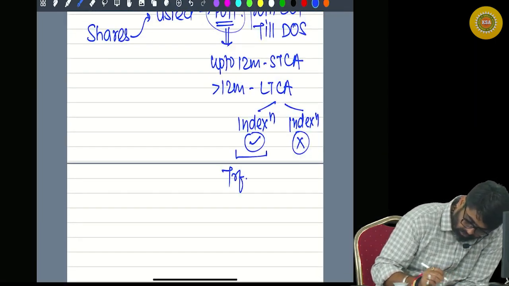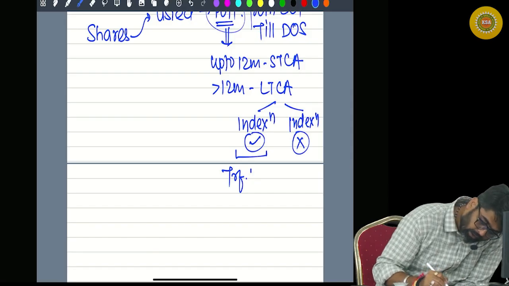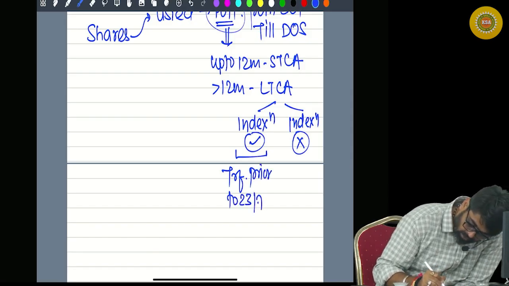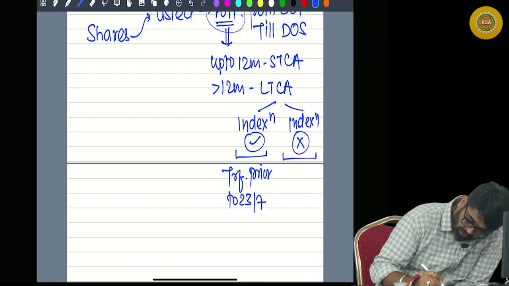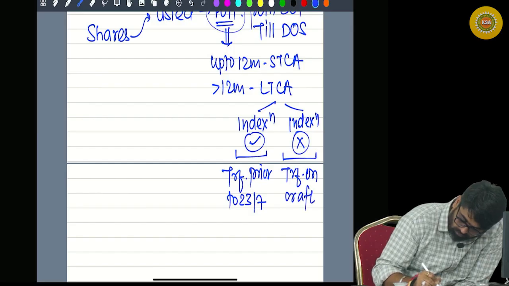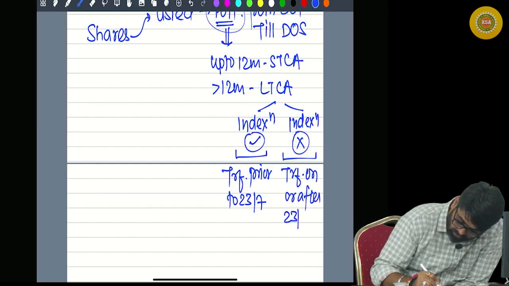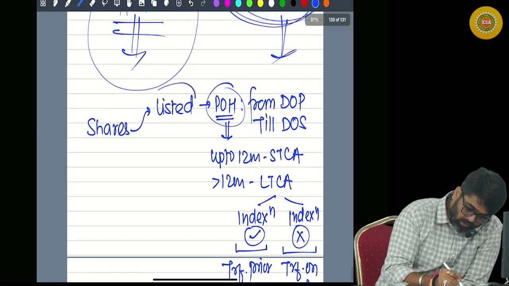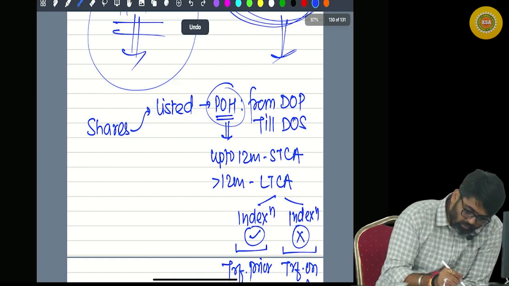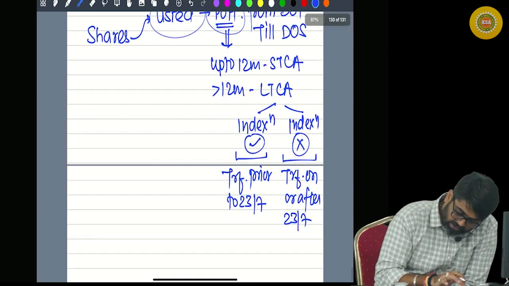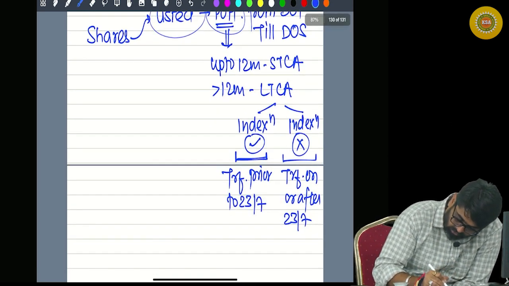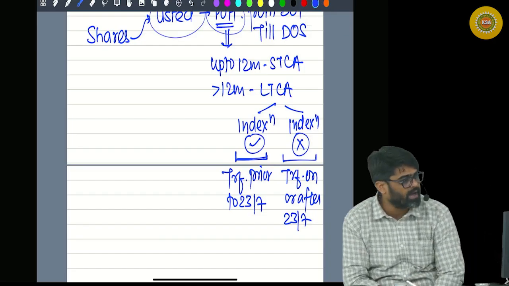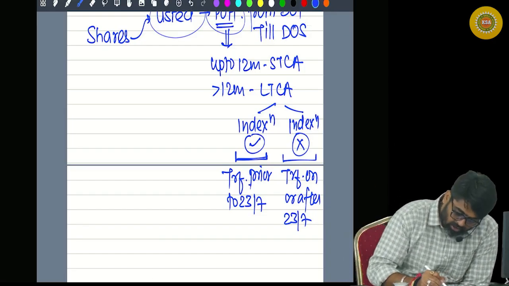If the transfer is prior to 23rd July. When will you not take indexation? If the transfer is on or after 23rd July. Now since we have talked about listed shares, indexation we are taking if they are transferred prior to 23rd July.